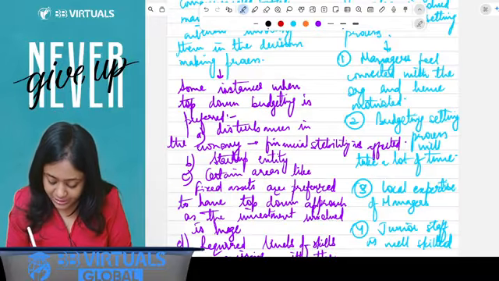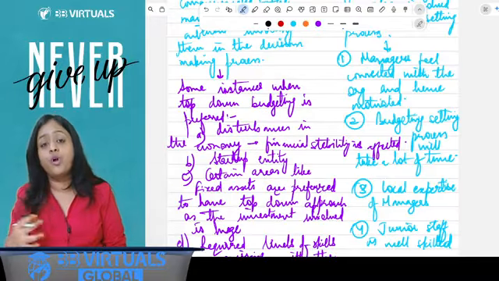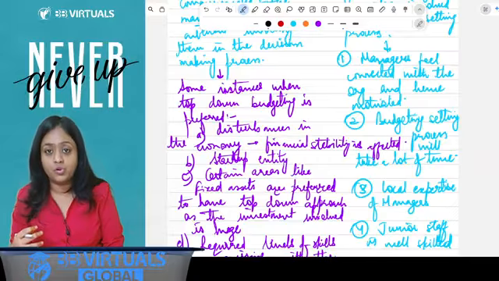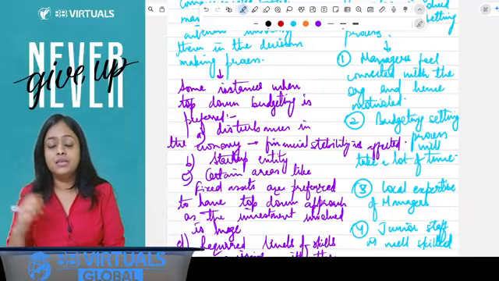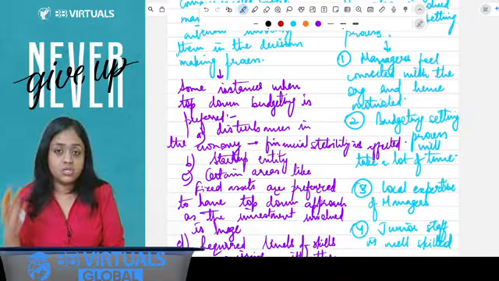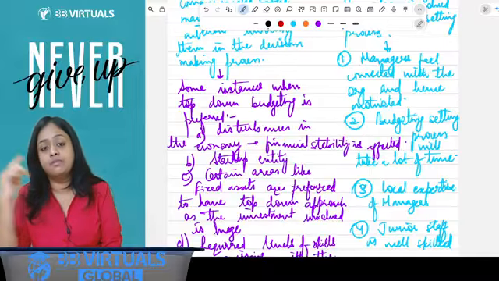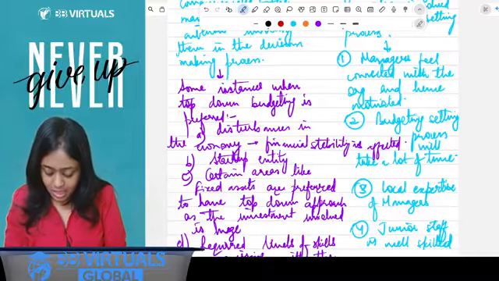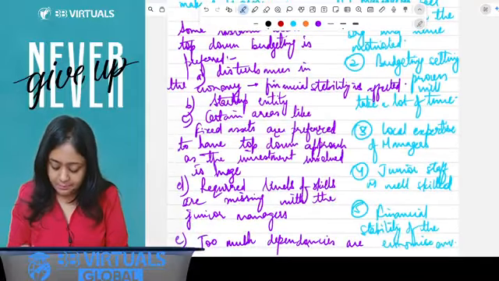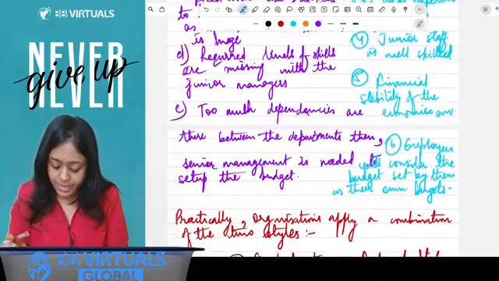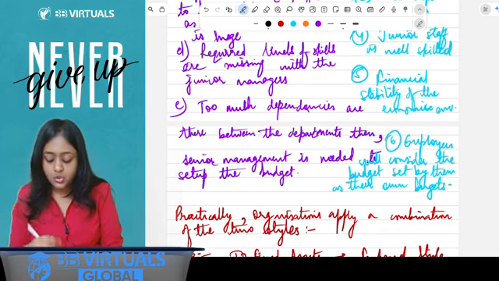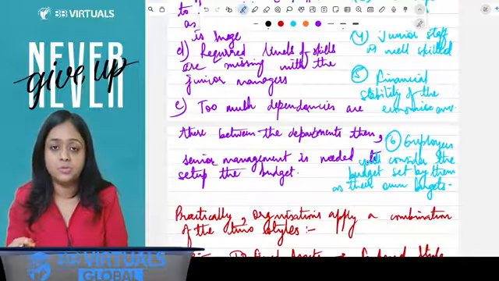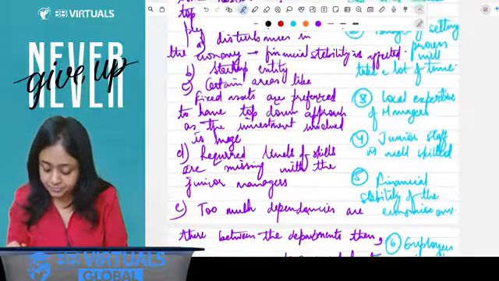Certain areas like fixed assets are always preferred to have the top-down approach only, because the investment amount involved is huge, and it does not cover just a department or just a division, it covers the entire organization. And the required levels of skills are missing with the junior managers, and there are too many dependencies between the departments. Due to which the senior management now needs to step in.